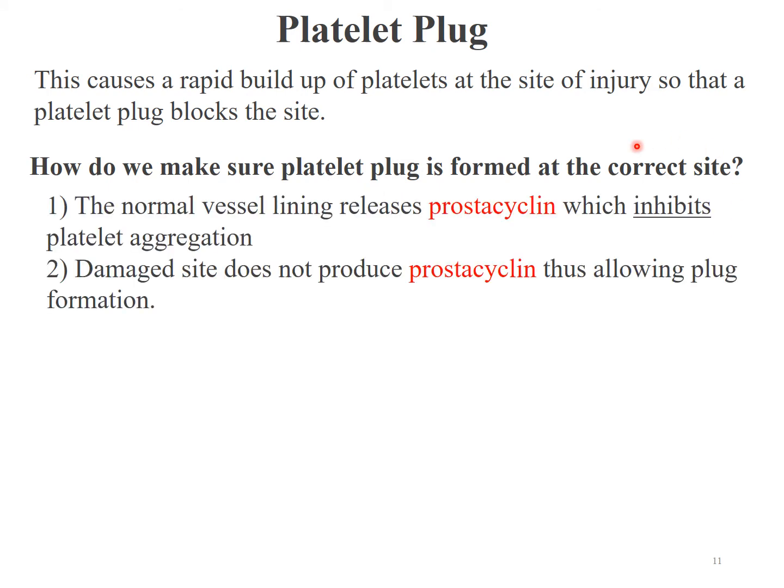Well, the answer is our normal, healthy blood vessel lining will release a chemical known as prostacyclin, and that inhibits the formation of the platelet plug because it inhibits platelet aggregation. It's only with the damaged blood vessel that does not produce prostacyclin, only then the formation of the platelet plug is possible. And aside from sealing the break, platelet plugs do have three other functions.